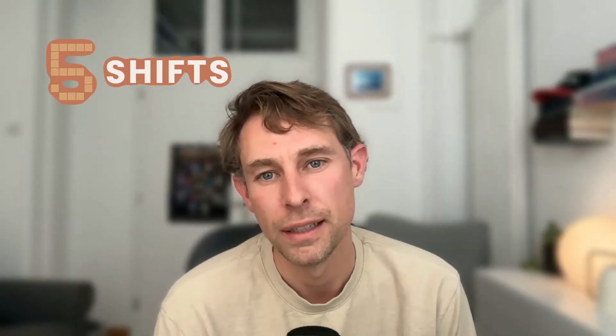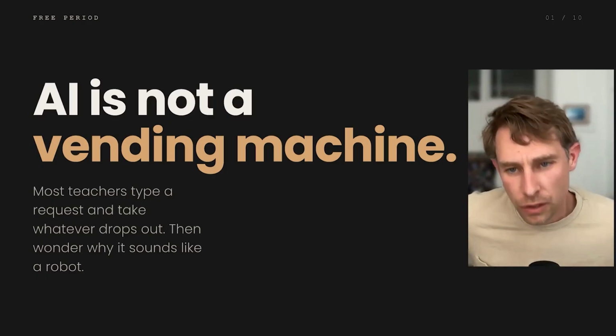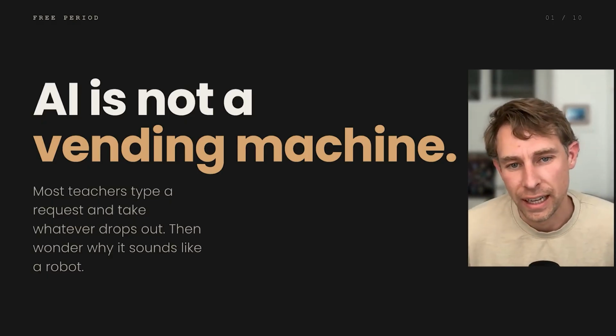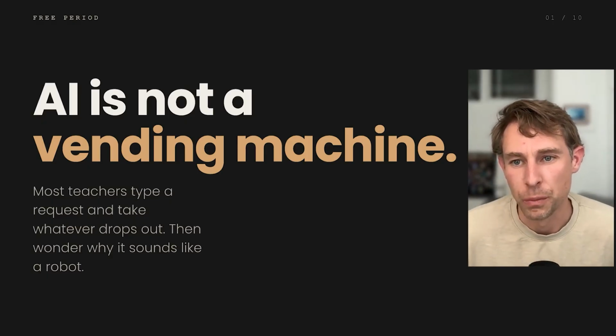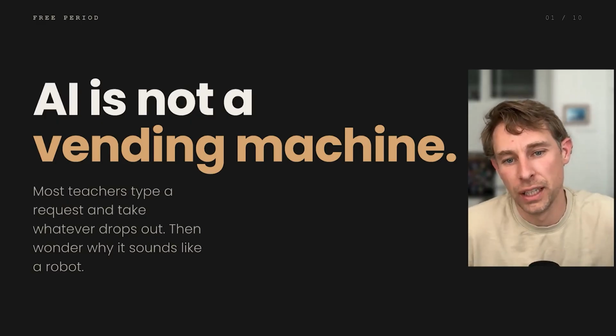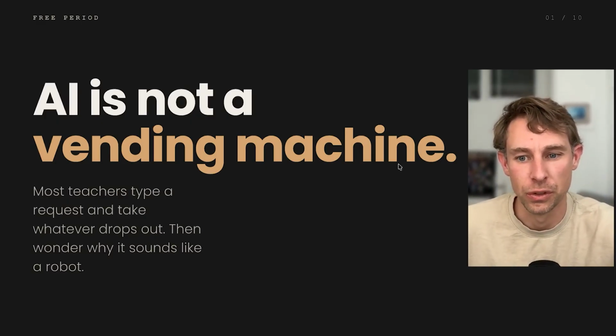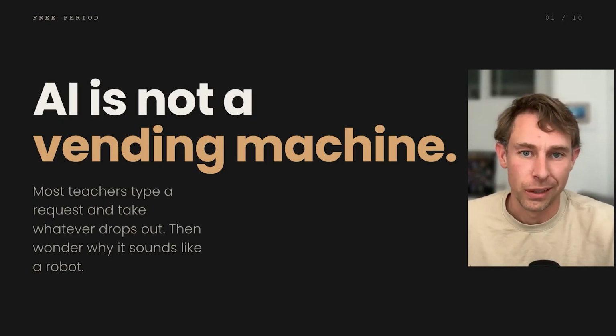And today we're going to cover 5 little shifts that you can make in your workflows with AI to make it actually work for you, to produce the outcomes you want versus just sounding like generic AI slop. So let's dive into it. Let's stop using AI as a vending machine and start using it to actually help us get the results that we want, and so it doesn't sound like a robot.